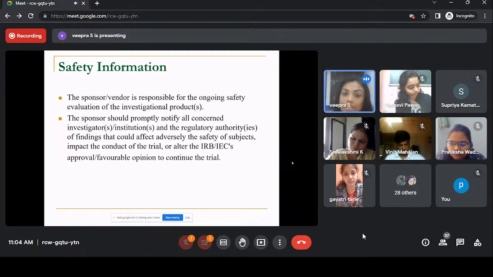So to the investigators and the regulatory authority, the sponsor should inform about safety-related information that may significantly affect the safety of the subject. If any issues happen, they can do other examinations or check with the subject. So such information should be given to them.